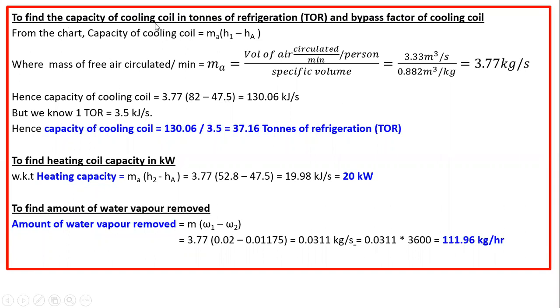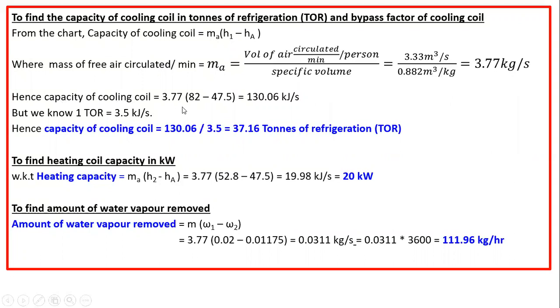Now, the first case: we need to find the capacity of the cooling coil in tons of refrigeration, TOR. So the cooling coil capacity will be equal to the mass of the air circulated into H1 minus HA. So how do you find the mass of the air circulated? Volume of the air circulated divided by specific volume. So it is meter cube per second divided by meter cube per kg. It is 3.77 kg per second.